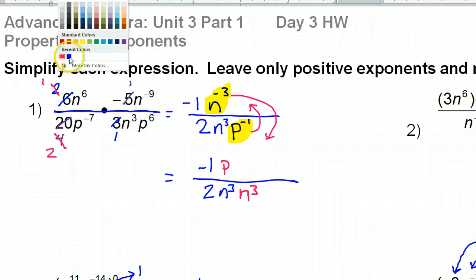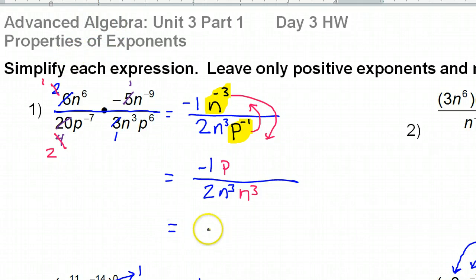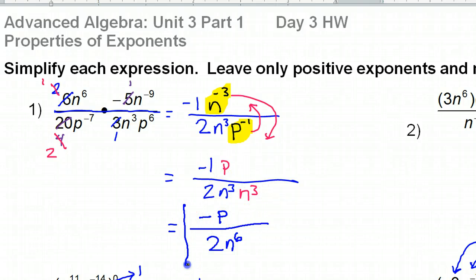So one final step. I don't really need the 1, so I can just write -p over 2 n to the 6th power as we add these exponents. And that is your final answer.